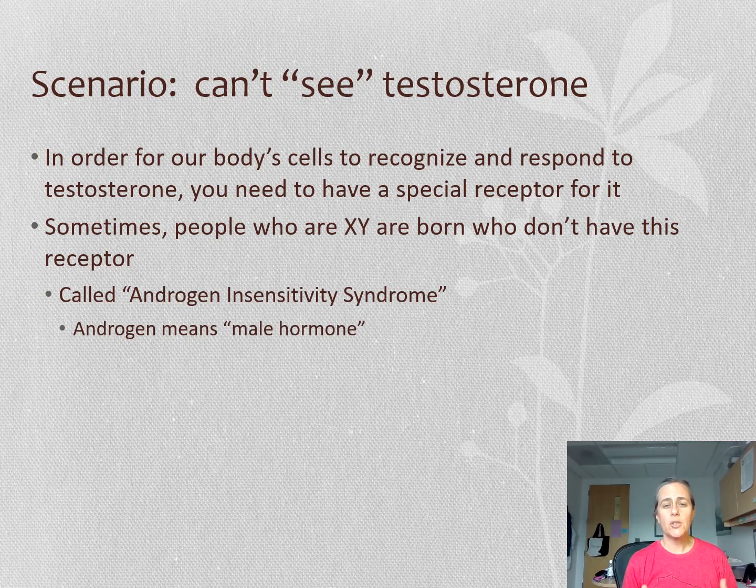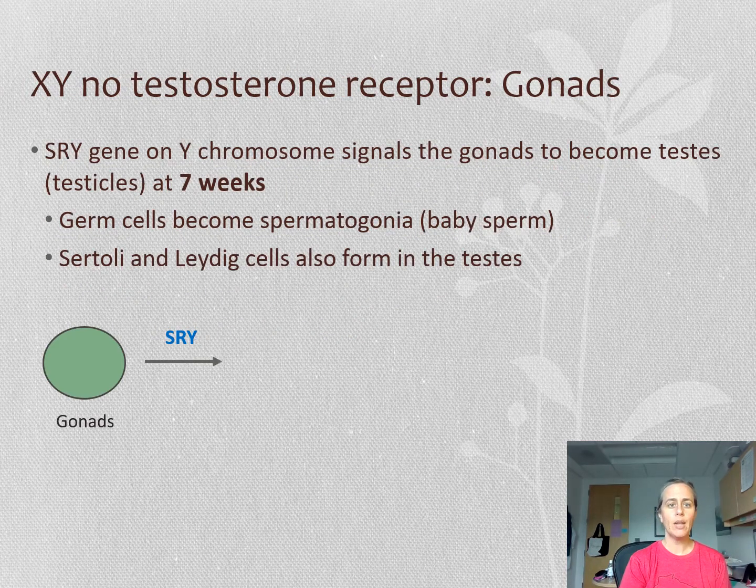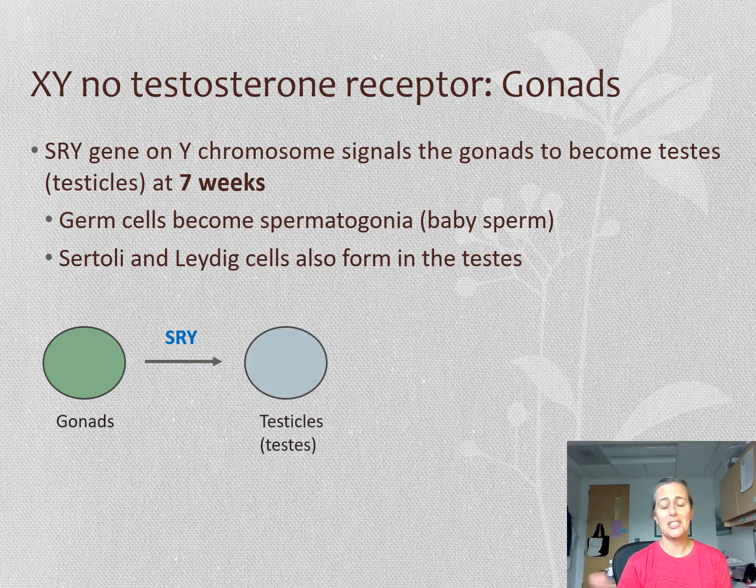So these individuals are XY, but they can't see testosterone. So even if it's produced, their body can't recognize it and respond to it because they don't have the receptors for it. So let's take a look at what happens. So XY, which means the SRY gene is present. So at 7 weeks, the SRY gene sends that signal and the gonads become testicles. Just like any other testicles, they start making baby sperm, spermatogonia, and Sertoli and Leydig cells.